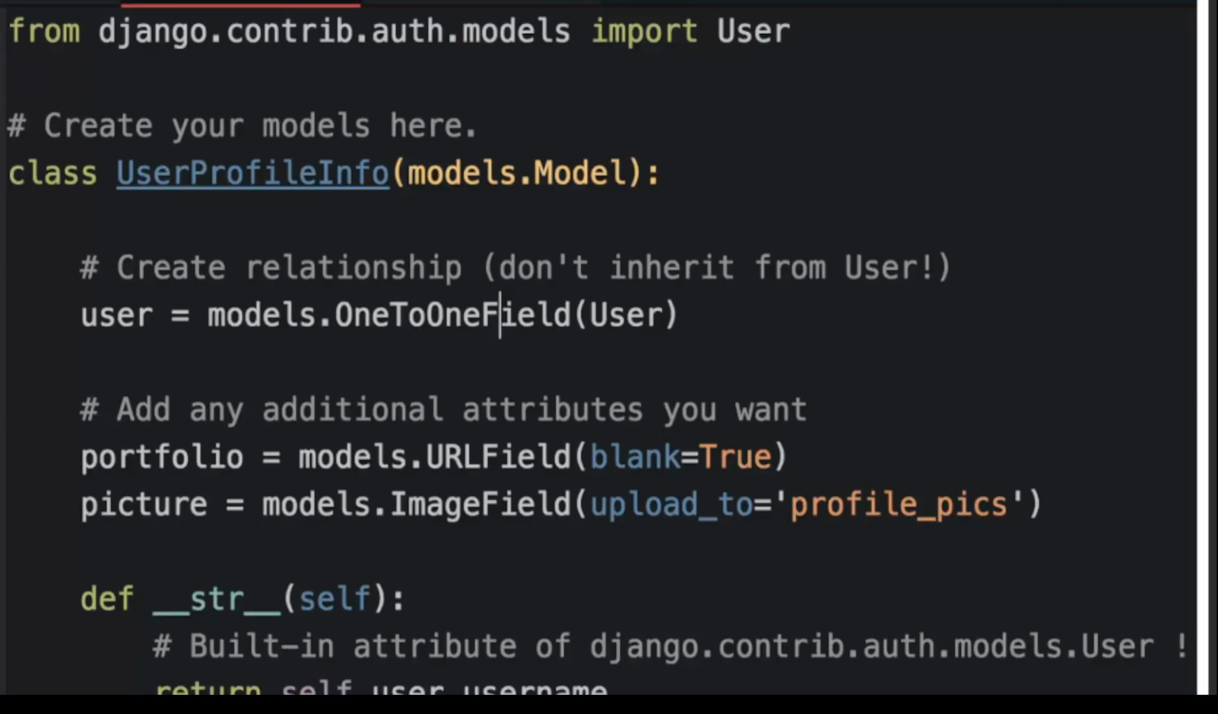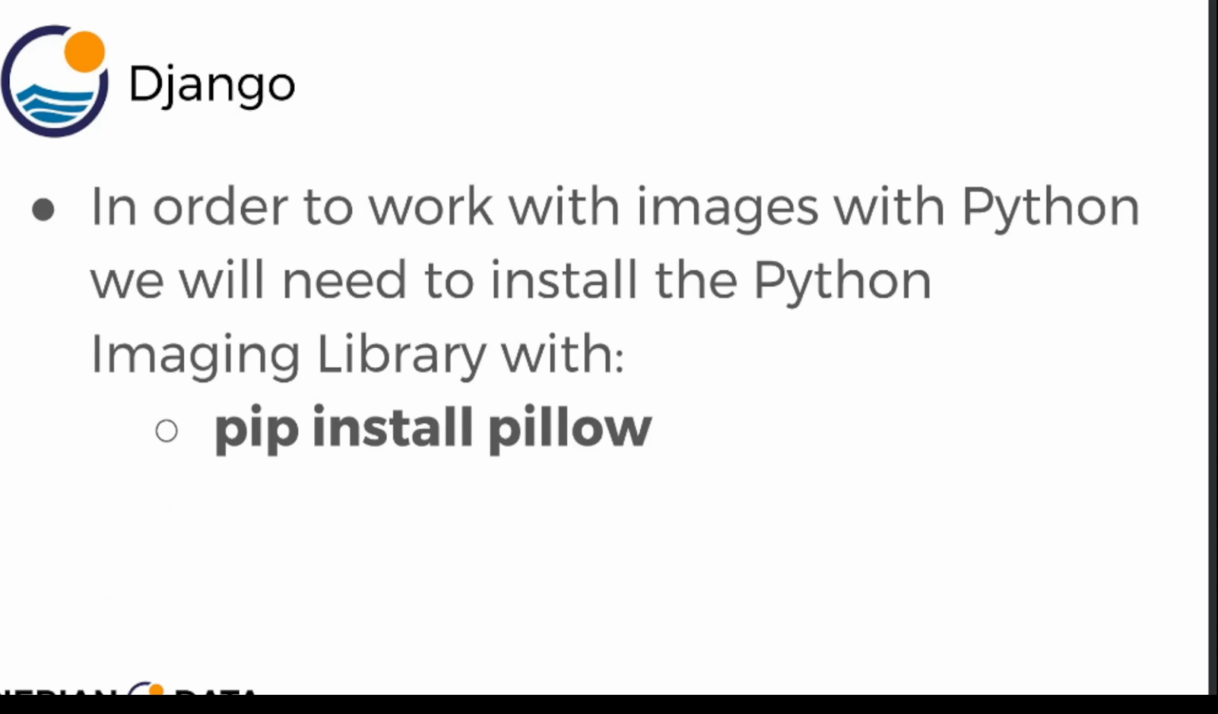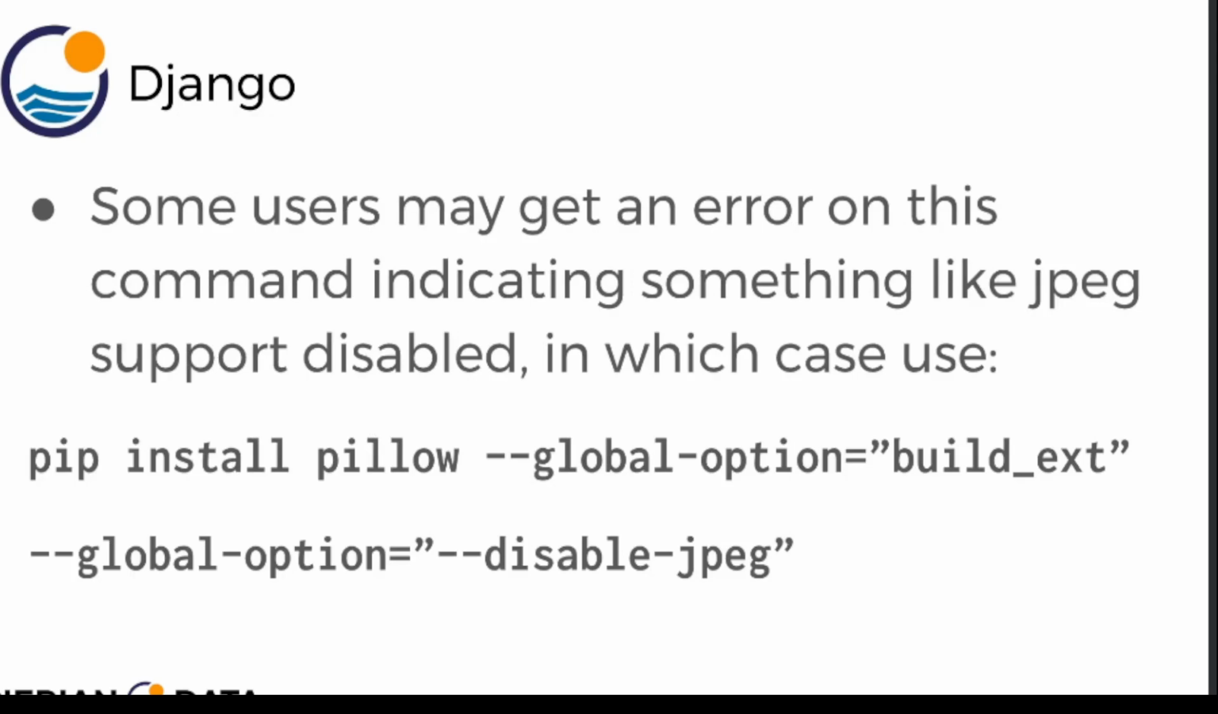So if I quickly go back here, that picture was a model's image field. Now this will allow you to store images to a model, and typically we will keep any user-uploaded content like this in the media file. We previously created the media file in the last lecture. In order to work with images in Python, we also need to install the Python Imaging Library, and you can easily install it with pip install pillow.